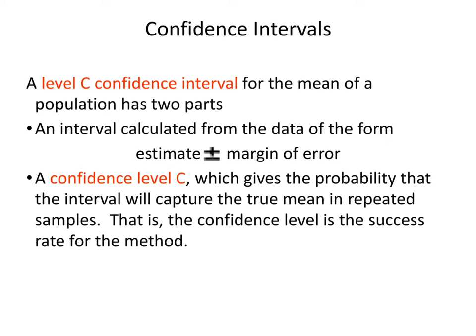And it also comes with a confidence level C, which gives us the probability that this interval that I give will capture the true mean in repeated samples. The confidence level is kind of the success rate for the method. Say my confidence level is 85%. That means that 85% of samples that I take that give me this interval, which we'll talk about how to get to, 85% of them will capture the true mean of the population.